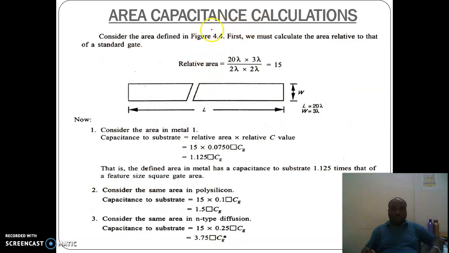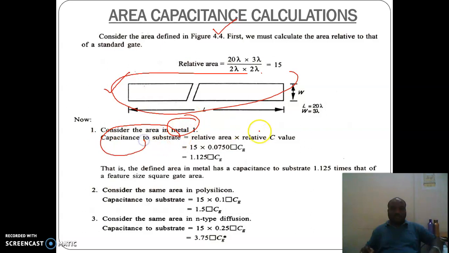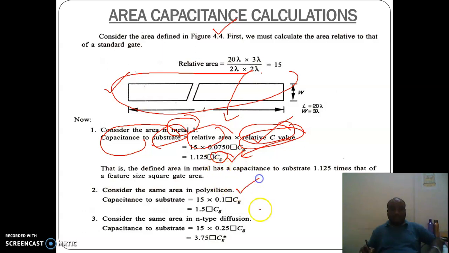So this is one of the examples for capacitance calculation. When you consider the layer shown here as a metal, the capacitance to substrate calculation is given here: relative area multiplied by the relative C value. Relative area is a direct calculation from the layer information, whereas the relative C value you should take from the table based on the material you are interested in. Then you will get the capacitance value in terms of the standard unit of capacitance. Similarly with polysilicon, similarly with diffusion also.